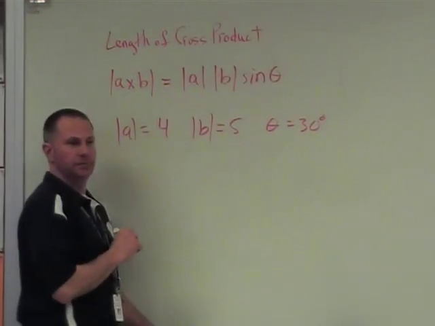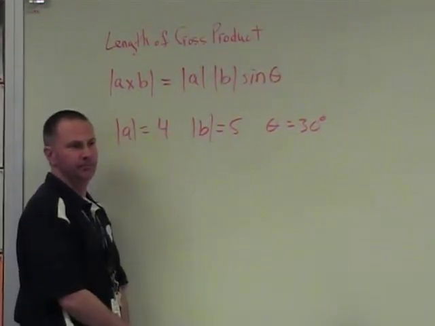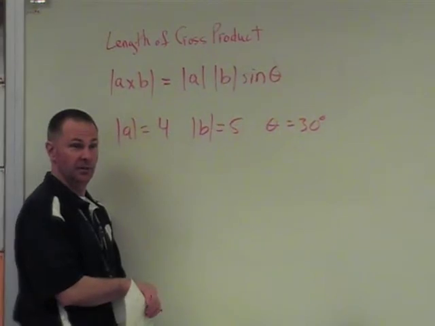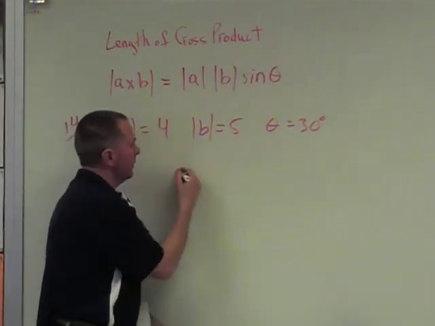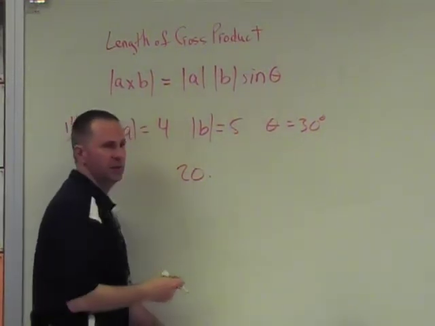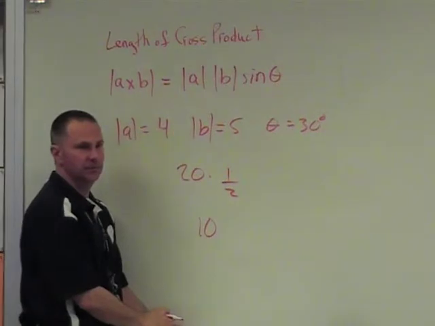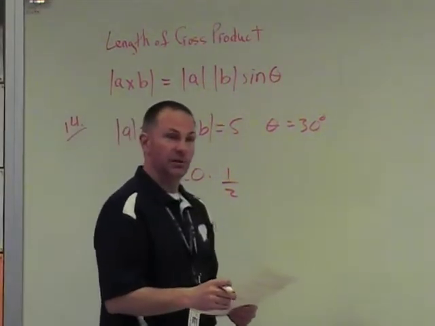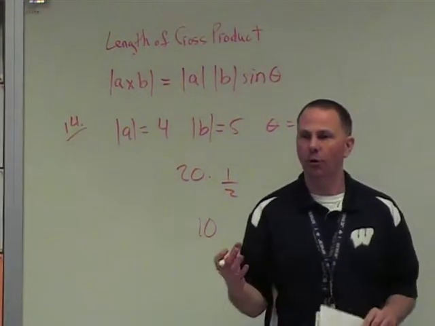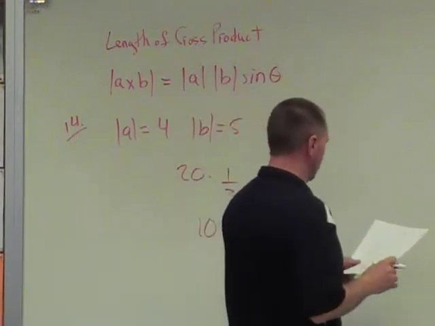Who wants to work it out? What'd you get? 4 times 5 is 20. The y value at 30 degrees is 1/2. So that's 10. 10 units. Great. Something easy, right? Obviously, if you don't get a normal degree, you'd have to use your calculator to get those trig functions, okay?